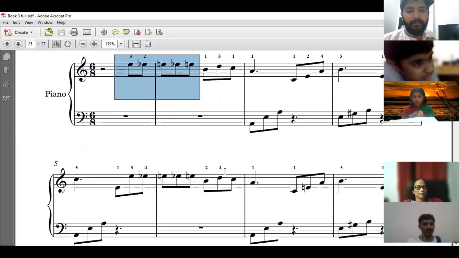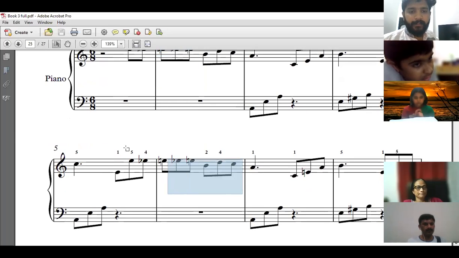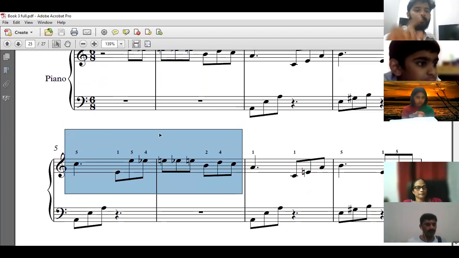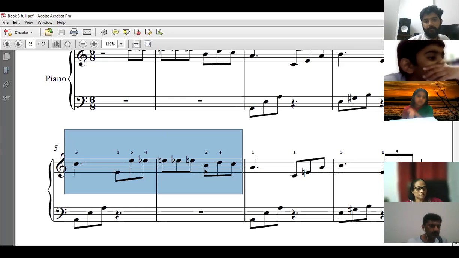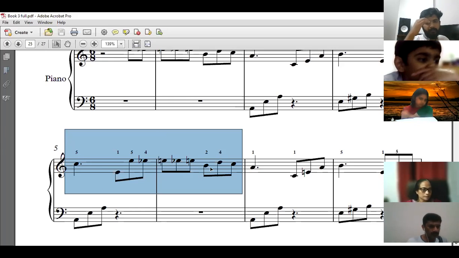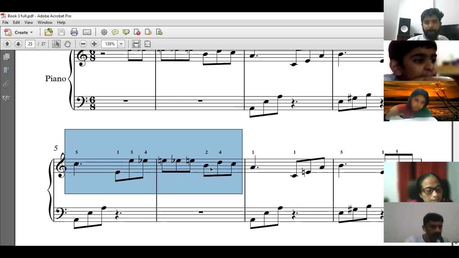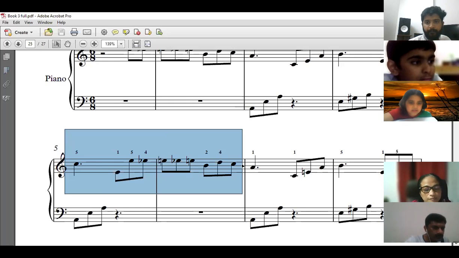Next, I want you to write the answers of this one. Write the answer in the chat, these 2 bars. Quickly write the answer. Remember, if it is flat, you write either B or you put F-L-A-T flat. Write these notes in the chat, just the notes. Let me see who comes first.